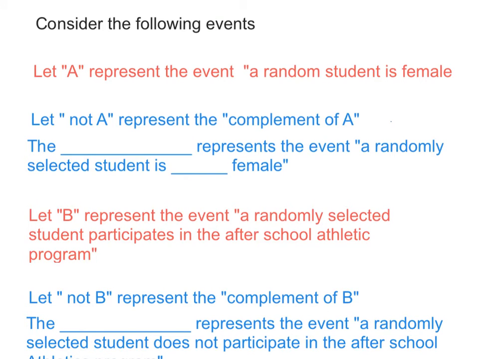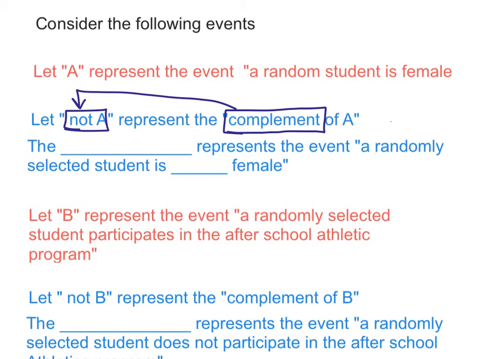Okay, so now consider the following events. So we're going to have to take time and write these out, and we'll fill in some blanks here. So let A represent the event, a random student is female. Let not A represent the complement of A. So let's underline this word complement. We have to be familiar with this term. Complement just means, and you can put an arrow to it, not.